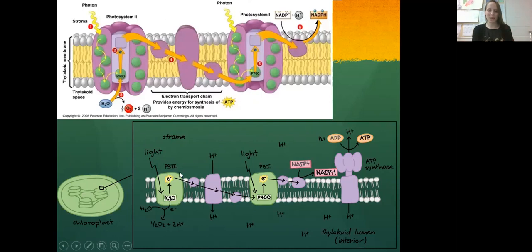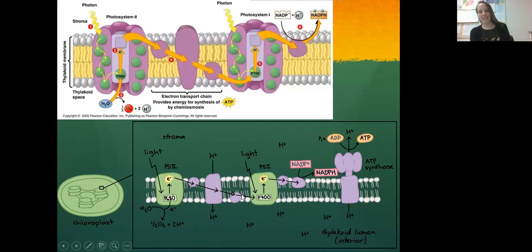Those excited electrons then get passed into the ETC, the electron transport chain, which is these 1, 2, 3 purple molecules here. And every time the electron gets passed from one of these molecules to the next, that's a redox reaction, the electron is losing a little bit of its energy. Some of that lost energy is used to pump these hydrogen ions through this transport protein into the lumen. So you have a buildup of these hydrogen ions inside the lumen.